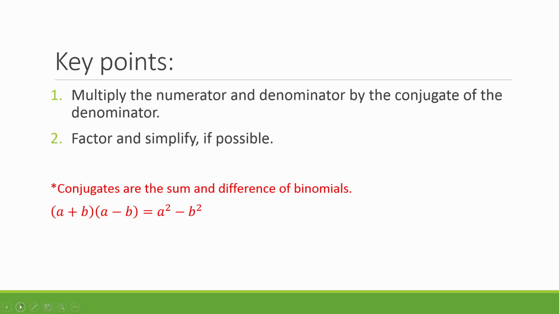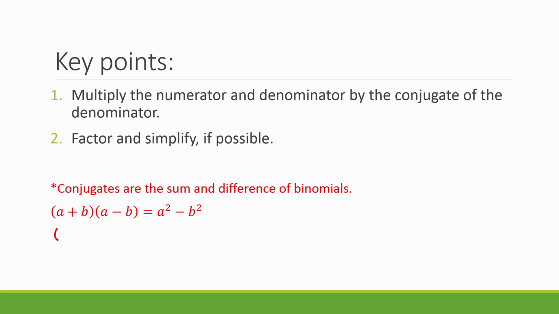So what are conjugates? Conjugates are the sum and difference of binomials. So if I have the sum of a binomial in my denominator, a plus b, then I will multiply the numerator and denominator by a minus b. If I have a minus b in my denominator, then I will multiply the numerator and denominator by a plus b. Now remember, we have a special rule for multiplying sum and differences of binomials. If I have a plus b times a minus b, the shortcut to that would be to use a squared minus b squared.